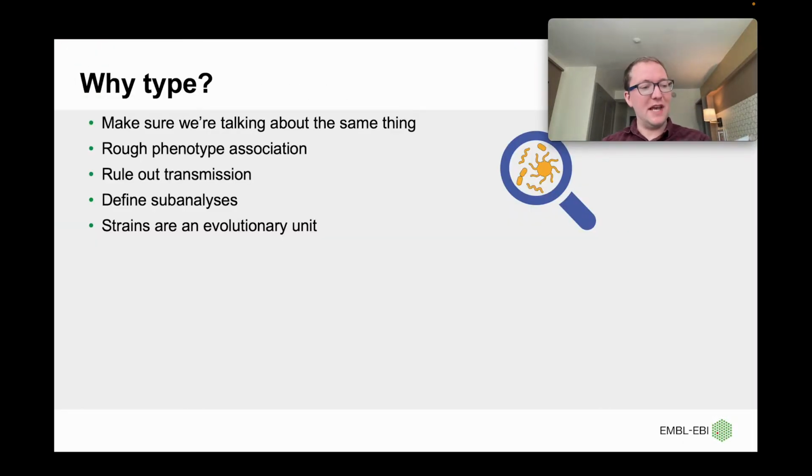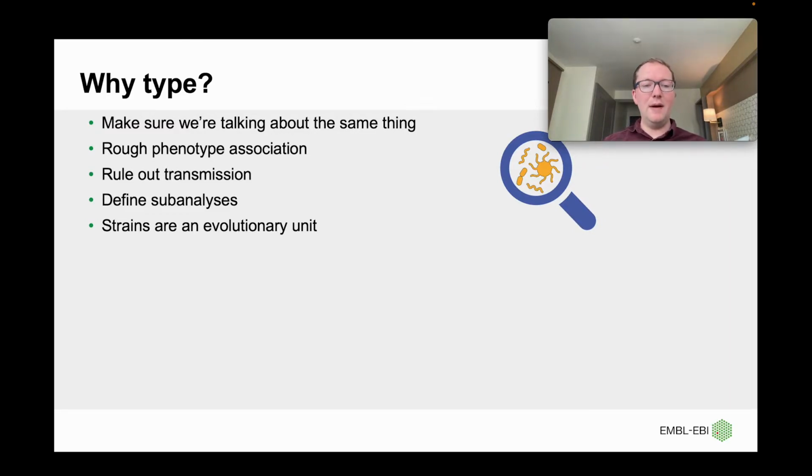So just briefly to say why we might want a typing scheme. I think the most important reason is that we're going to want to split the pneumococcal population into parts, and we want to make sure that we refer to those parts by the same name, so we all know we're talking about the same thing.